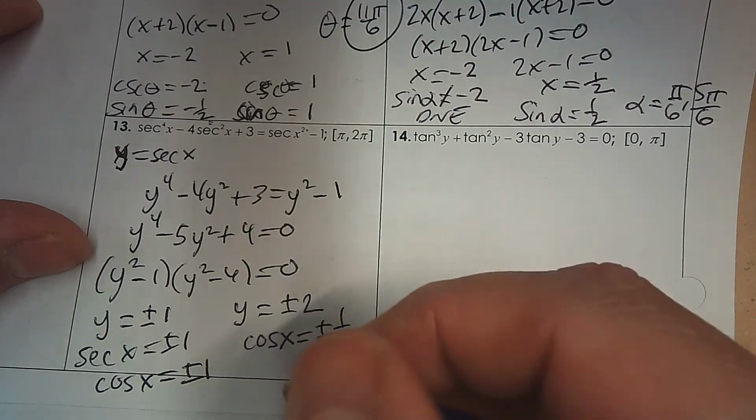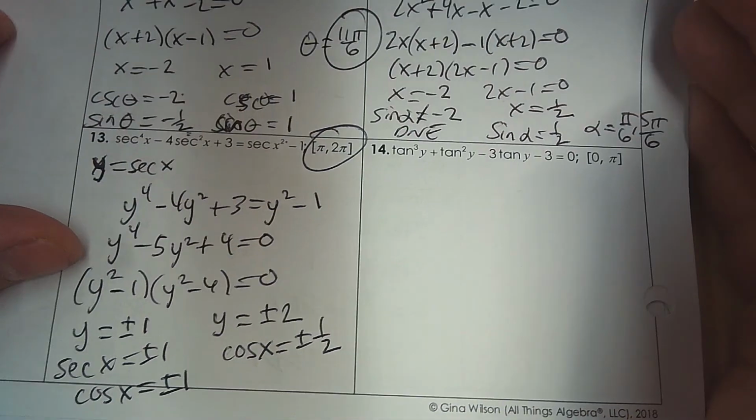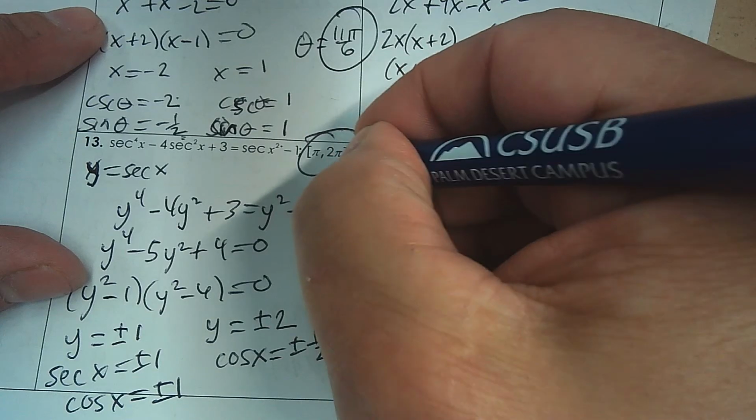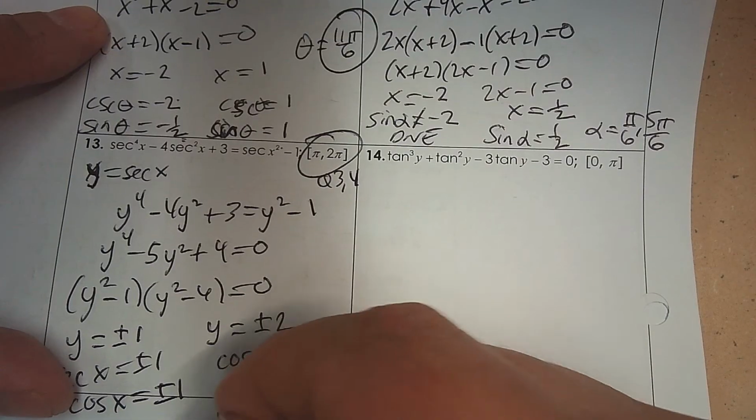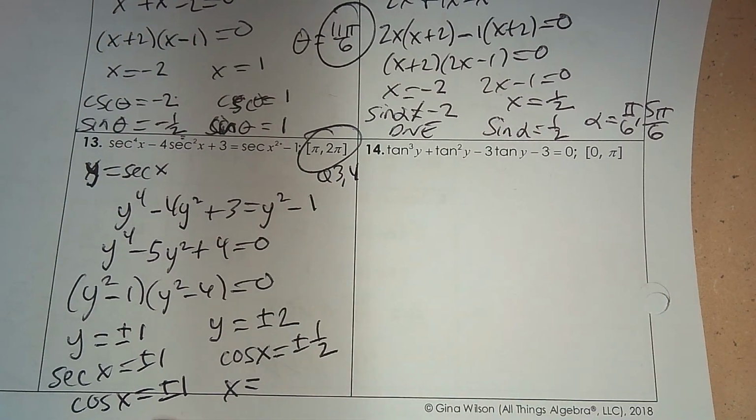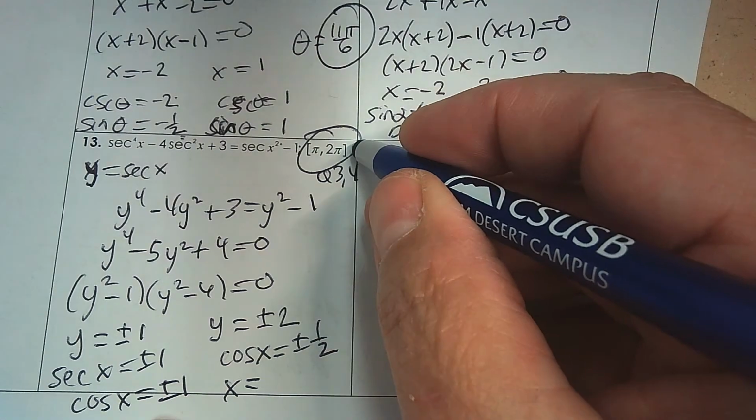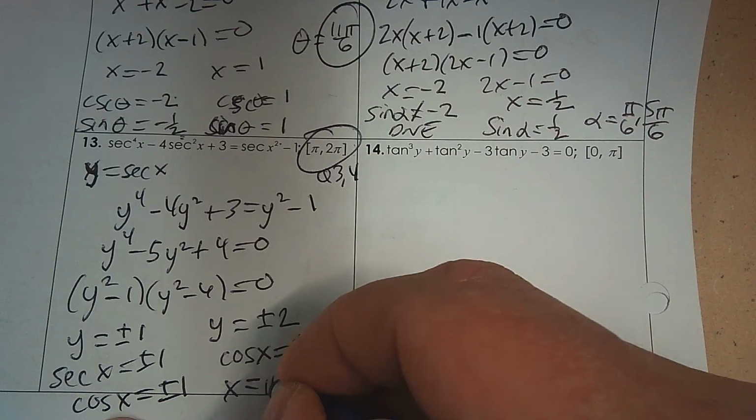And then it says, what quadrant is pi to 2 pi? That's quadrant 3 and quadrant 4. So start here, and the ends are included. So negative 1 and positive 1, that's pi and 2 pi.